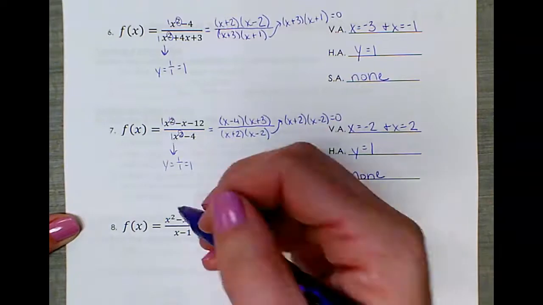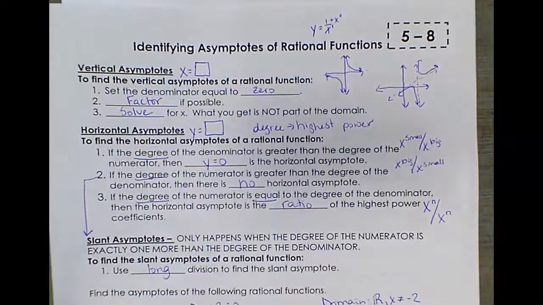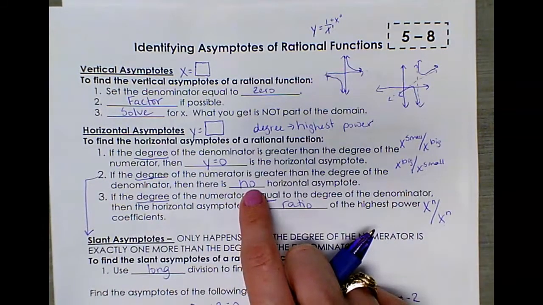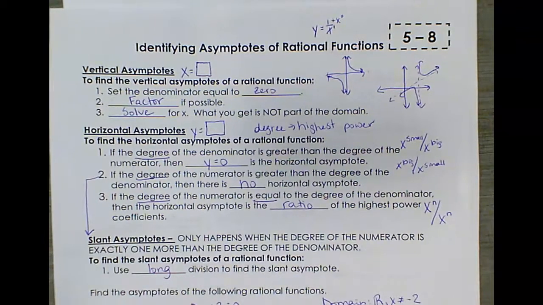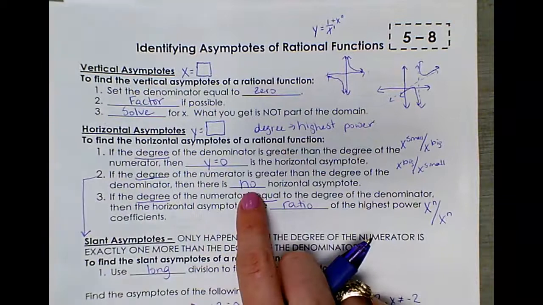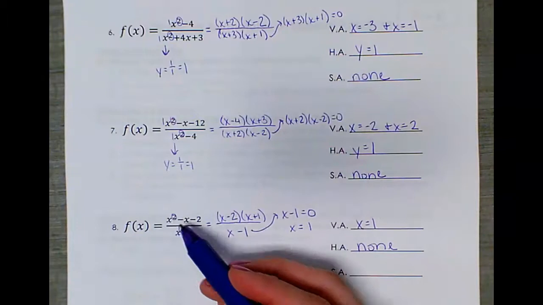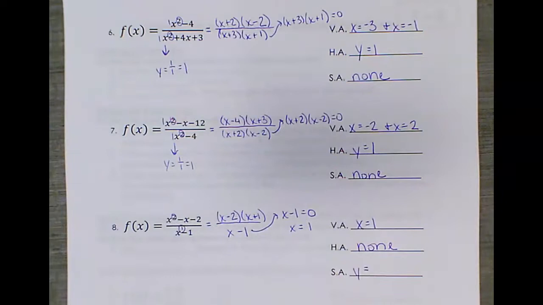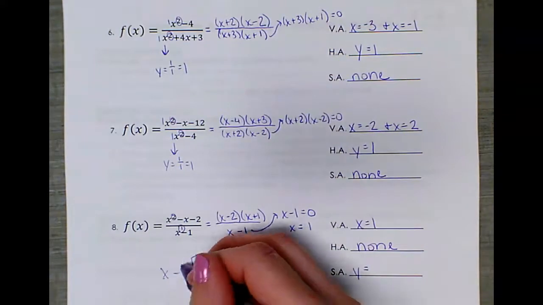I notice here that my degrees are 2 and 1, so let's go back and look at what that means. If the degree on top is bigger than the degree on the bottom, there's no horizontal asymptote. And if the degree on top is exactly 1 more than that on bottom, then there's a slant asymptote, and I have to do long division. So here we have no horizontal asymptote, but because 2 is 1 bigger than 1, I have a slant asymptote, y equals something, so I need to do long division. So x squared minus x minus 2 over x minus 1.